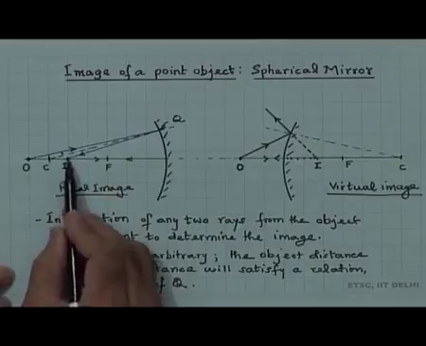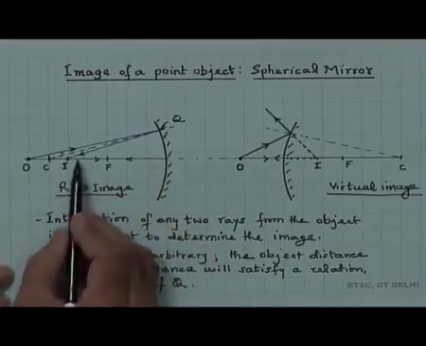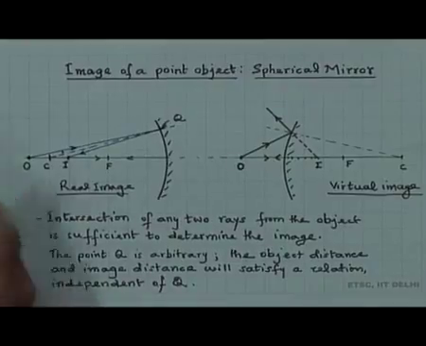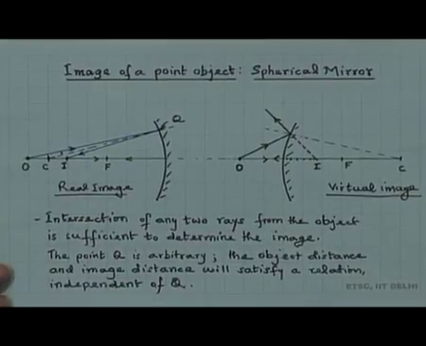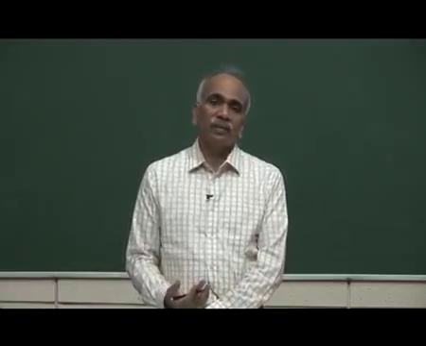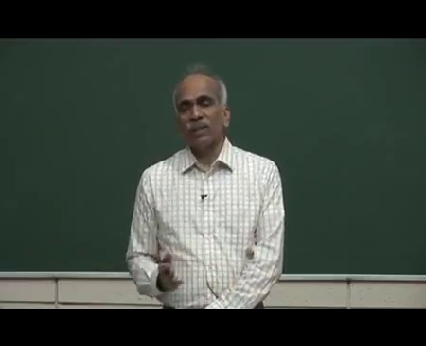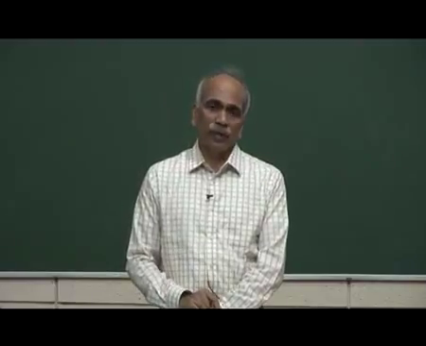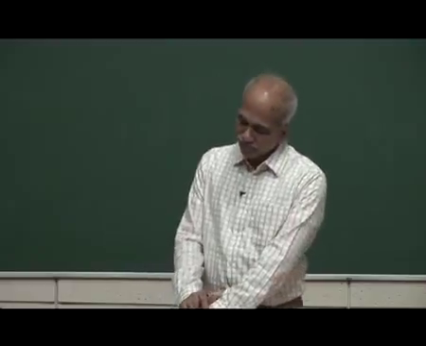This is a real image, because it is the intersection of real rays, whereas in the earlier case it was an intersection of two virtual rays, that is, there are no rays on the other side of the mirror, but they appear to come from that point, which was the image point.